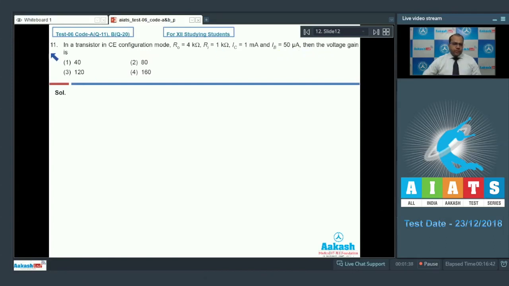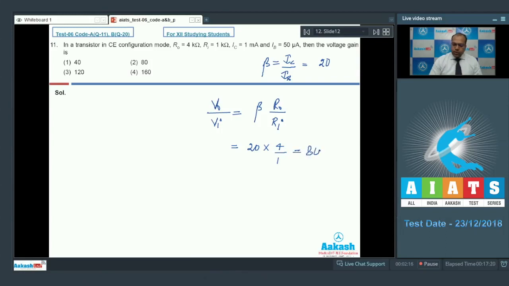Then the voltage gain is, so we know that in case of CE configuration mode transistor, voltage gain V output upon V input is given by beta into R0 upon Ri, where the value of beta is equal to IC upon IB. So if I substitute the value of IC and IB, then the value of beta comes out to be 20. So if I calculate the voltage gain, that comes out to be 20 into R0, that is 4 kilo ohm divided by 1 kilo ohm. So it comes out to be 80. So option 2 is the correct answer. So the correct answer for question number 11 is option 2.